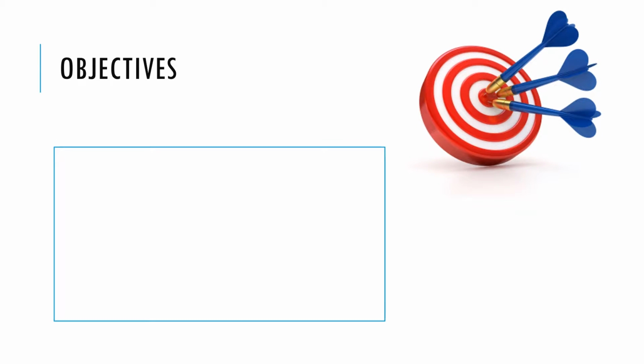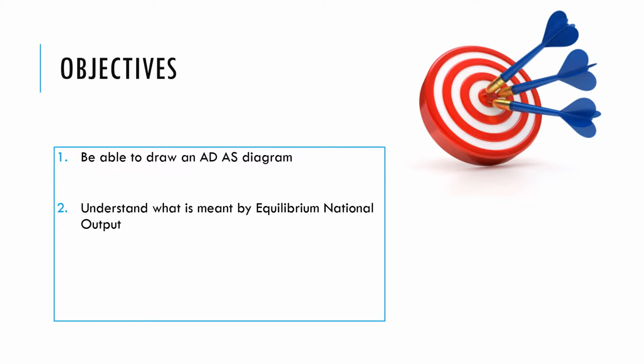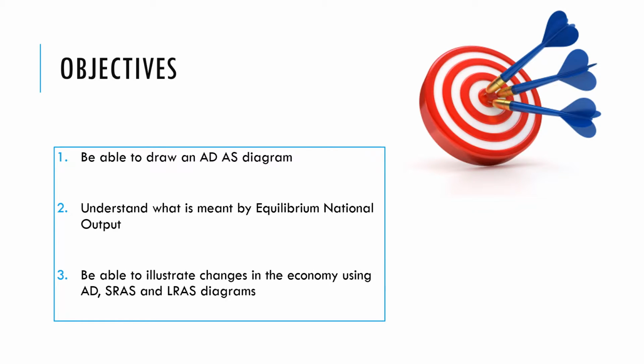In this video, we're going to look at equilibrium from an economics perspective. We're going to look at how you draw an ADAS diagram. Then we're going to look at what is meant by equilibrium national output. And then finally, we're going to look at using some ADAS diagrams to illustrate changes in the economy.